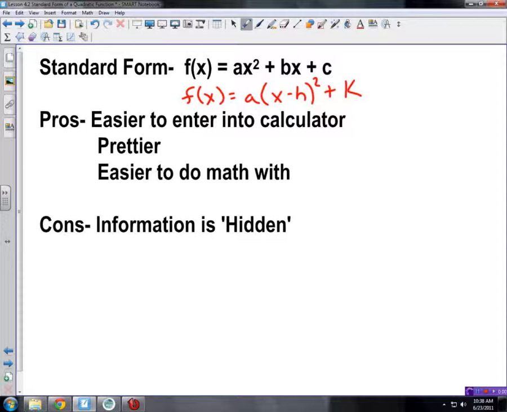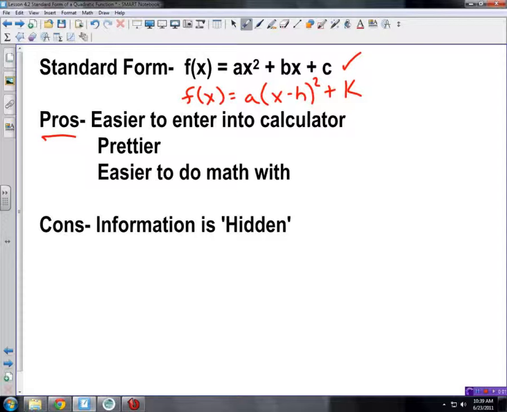Standard form is written out with no parentheses, and they use a little bit different letters with the exception of a. The pros to standard form is it's easier to enter into a calculator and computers, which nowadays is a very helpful tool. It's also prettier. Most people would agree that this is an easier looking formula. And it's easier to do math with, which means you don't have parentheses to get rid of before you plug in any values or anything like that.